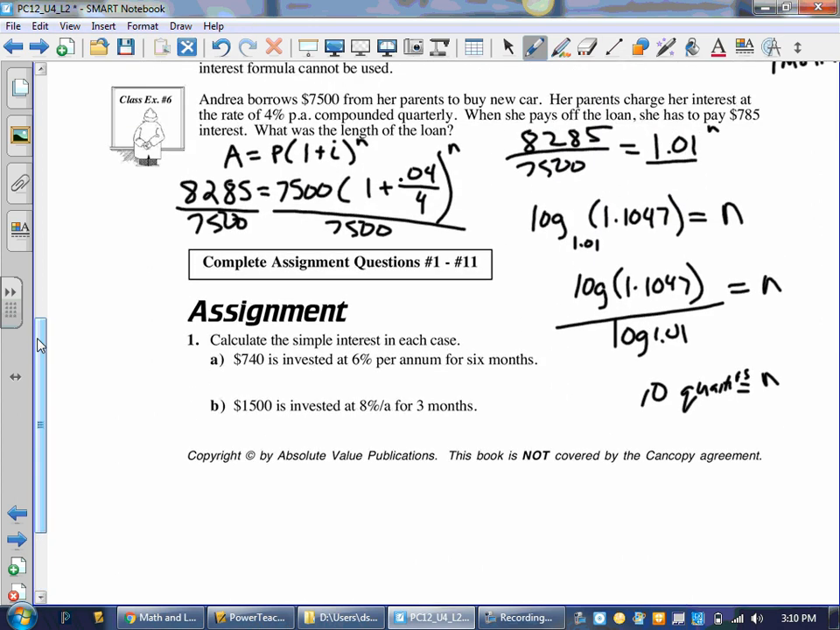So 10 quarters. If I actually want to know how many years it's going to take, what was the length of the loan? I could say 10 quarters, or better yet, if I divide that, 10 quarters divided by 4 is going to give me 2.5 years. Okay, it doesn't actually say it, it says how long, but usually you want to give your answer in years. Okay, hopefully you can follow those examples and do your schoolwork.